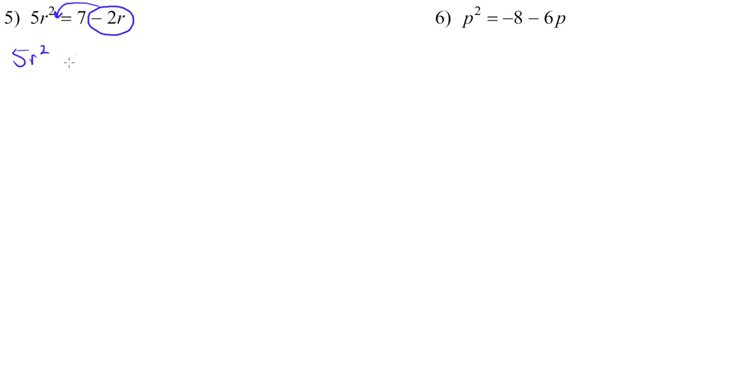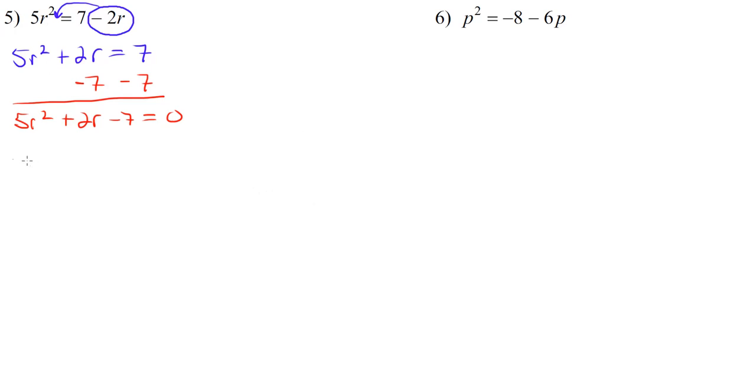So we have 5r squared plus 2r equals 7. And then we also need to move the 7 over because we need to set the equation equal to 0. So you could move it over, or you can think subtract 7 from both sides. Either way, we get what we want, which is 5r squared plus 2r minus 7 equals 0. And now we can use the quadratic formula.